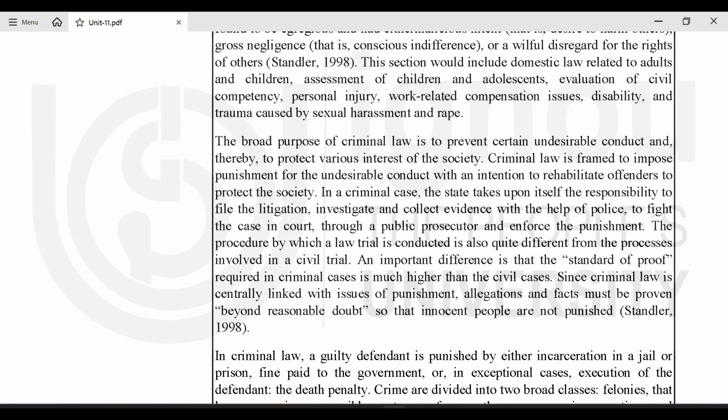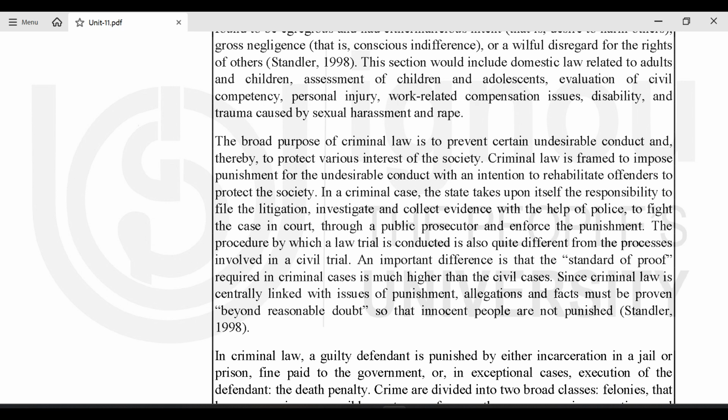The broad purpose of criminal law is to prevent certain undesirable conduct and, thereby, to protect various interests of the society. Criminal law is framed to impose punishment for the undesirable conduct with an intention to rehabilitate offenders and protect the society. In a criminal case, the state takes upon itself the responsibility to file the litigation, investigate and collect evidence with the help of police, to fight the case in court through a public prosecutor, and enforce the punishment. The procedure by which a law trial is conducted is also quite different from the processes involved in a civil trial.